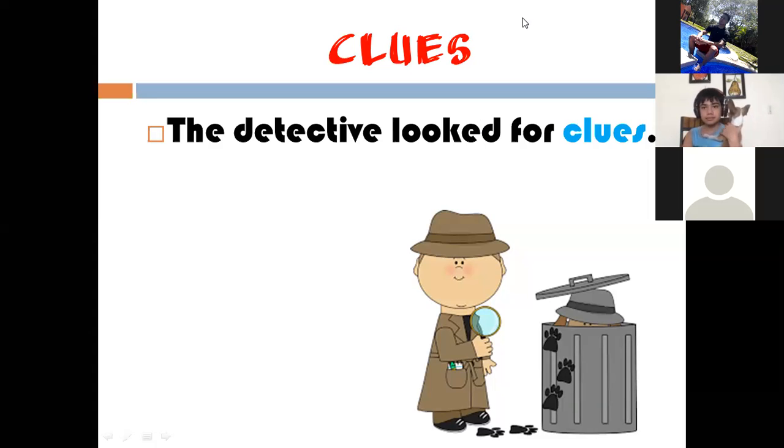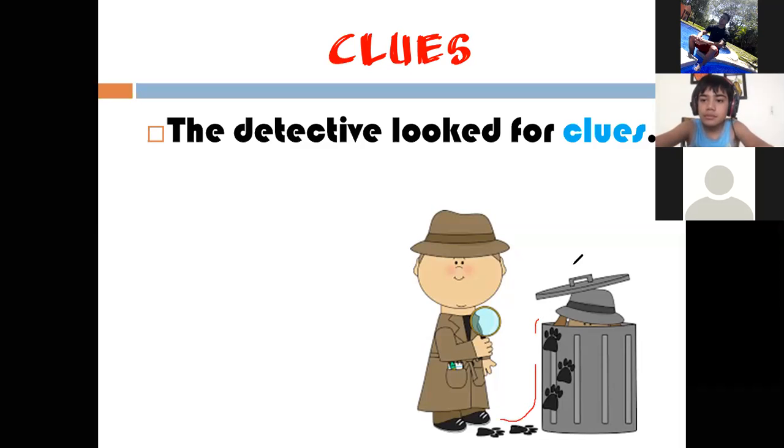Clues give us, or clue, it could be, in this case it's plural. Clues give us ideas about what happened during the crime. So imagine this is the detective, and the detective is looking for the clues. And he sees, and he thinks, okay, these are the footprints. Let's see who is here, who is in the trash can. Imagine this case.